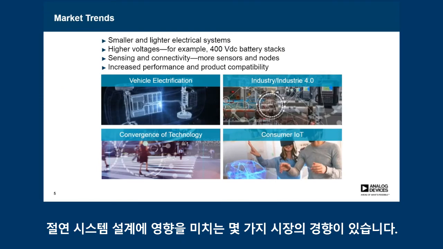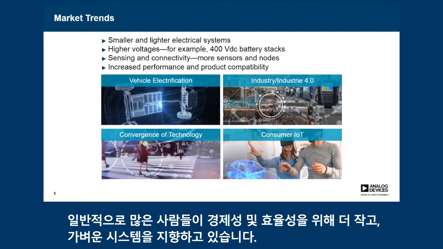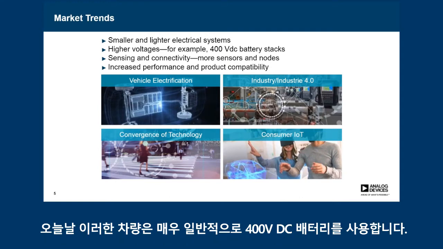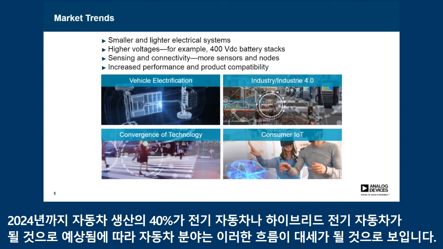There are some trends in the market that are impacting isolated system designs. In general, many people are driving towards smaller and lighter systems for obvious economic and efficiency benefits. Also, there are trends toward higher voltages in many systems. So one example would be in the battery stack of an electric vehicle or hybrid EV. Today, it's very common to find 400-volt DC batteries in those vehicles, and by the year 2024, it's estimated that 40% of vehicle output will be either electric vehicles or hybrid electric vehicles. So there's definitely a very big trend in that direction in the automotive space.